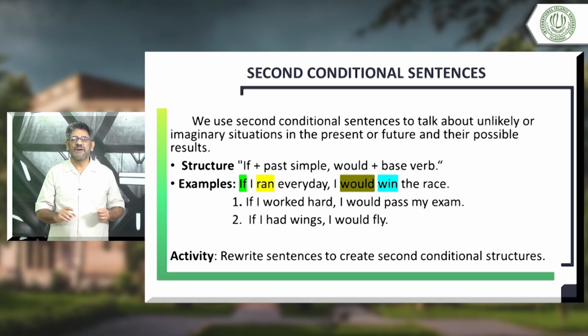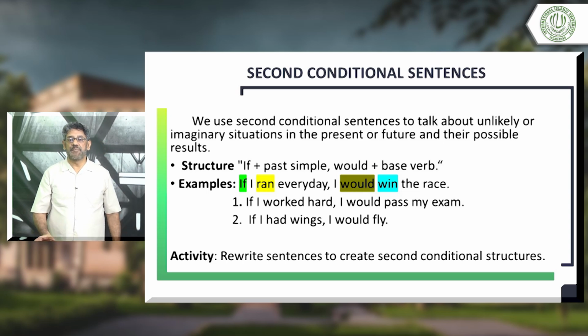If I worked hard, I would pass my exam. If I worked hard, what does it show? Do I work hard? No. That's the conditional part of the sentence. When it says if I worked hard, this means I'm not working hard. I'm not a hard worker. This is what it is showing. If I worked hard, I would pass my exam. Only on this condition, I may pass my exam in future.